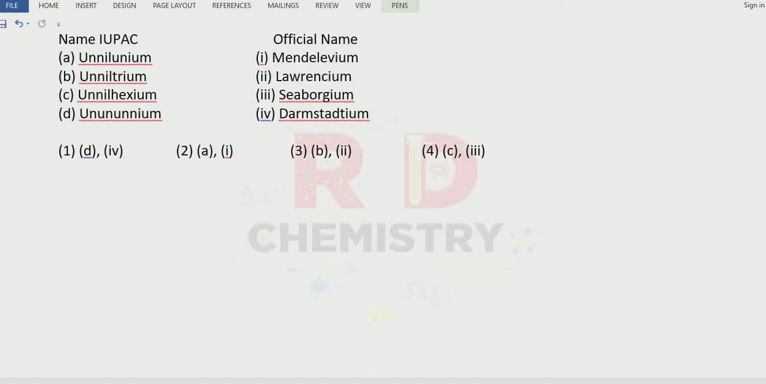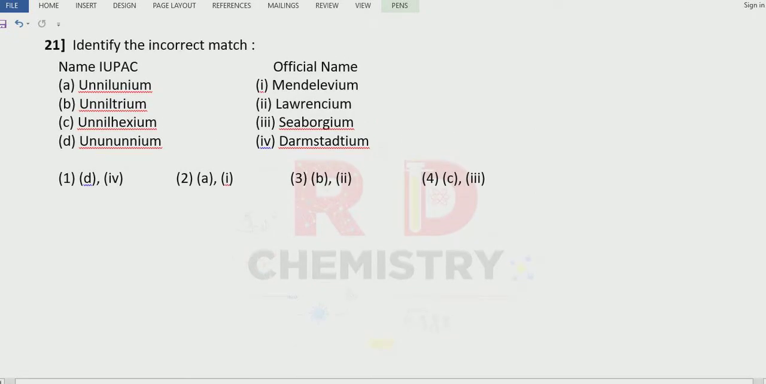Question number 21. Identify the incorrect match. Unnilunium: un is 1, nil is 0, and un is 1. Unniltrium means 3. Un is 1, nil is 0, hex is 6. 101 is mendelevium, which is correct.